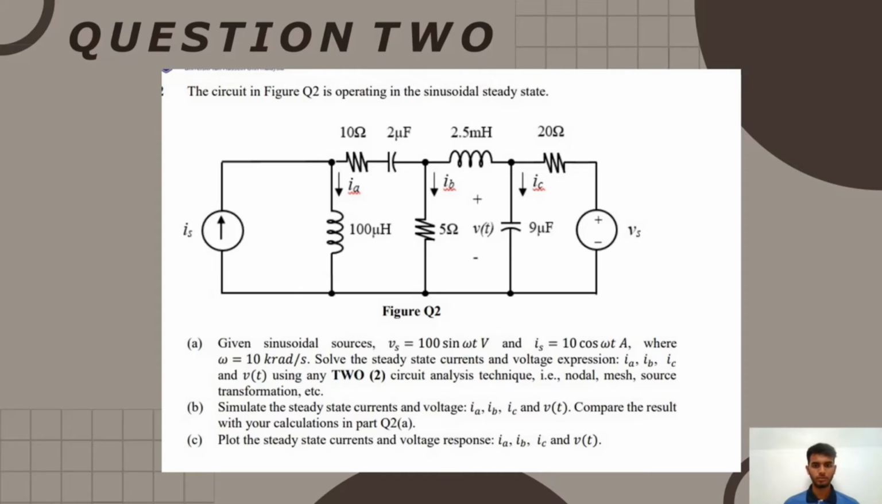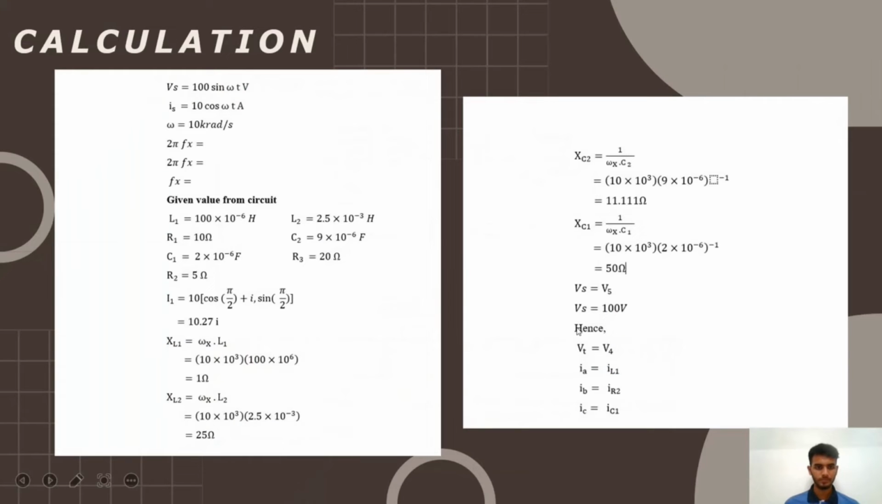Okay, so for question 2 of the project, we need to find IA, IB, IC, and VT value via the nodal and mesh techniques. We can use this Vs value of 100 sin omega t volt and current value of 10 cos omega t ampere. So we need to find this first.